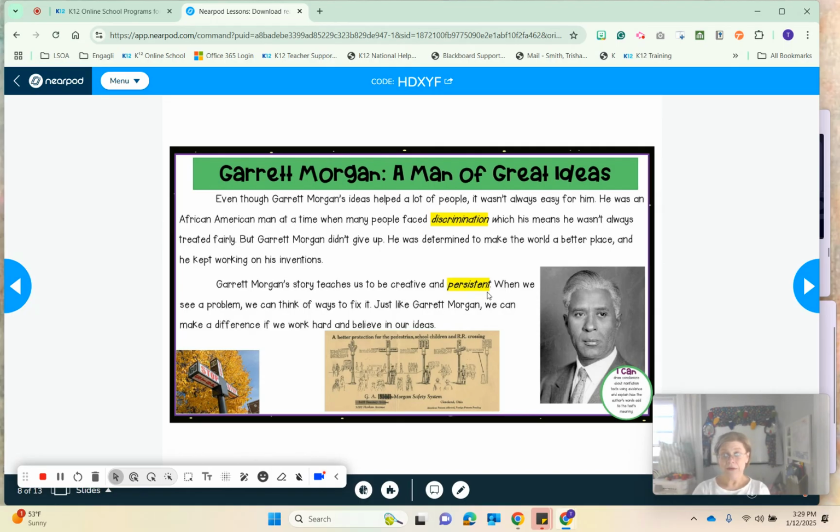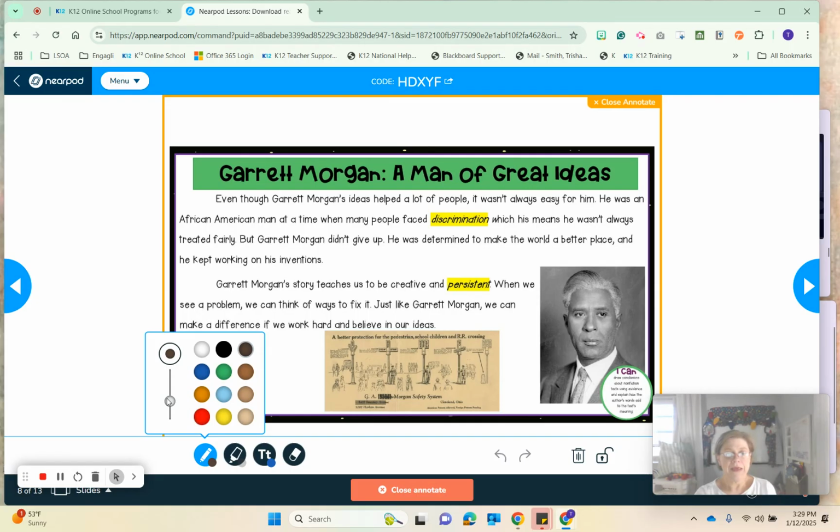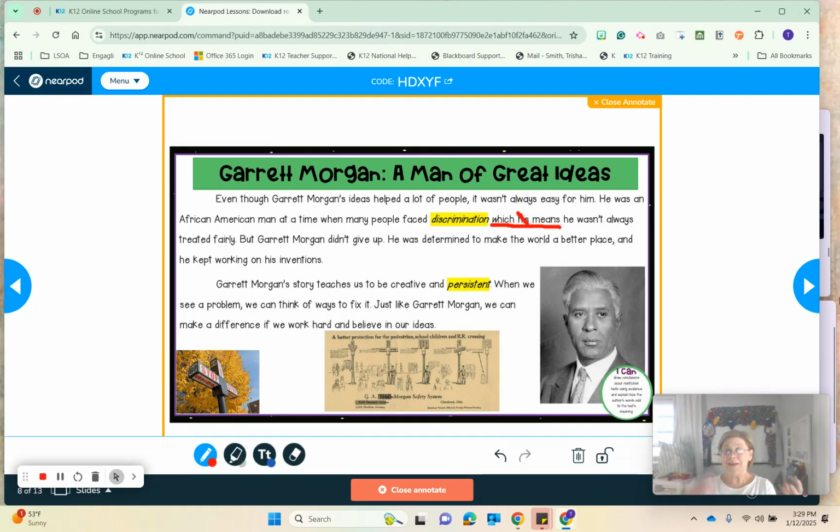So, our next two vocabulary words are discrimination and persistence. Now, if you look at this sentence where we see discrimination, it says, I'm going to tell you what this word means. And how do we know it tells us that? We know that because it says which means. It's telling us as a reader, I'm going to tell you what this word means. So discrimination is when someone is not treated fairly.